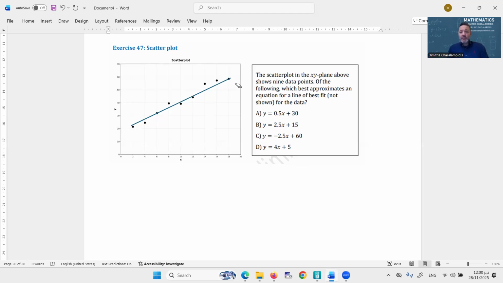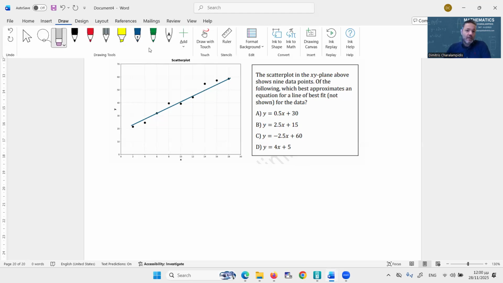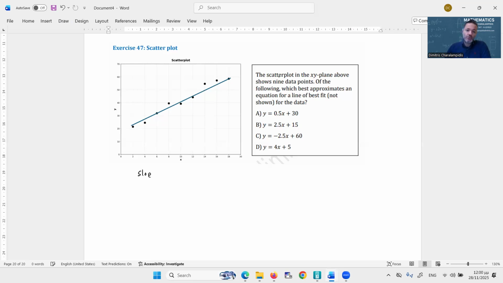Now, what can I see from that? I can directly see that we're talking about a line that increases. If it increases, its slope has to be positive. So this means that I should directly reject C because C has a negative slope. I'm now between A, B, and D.